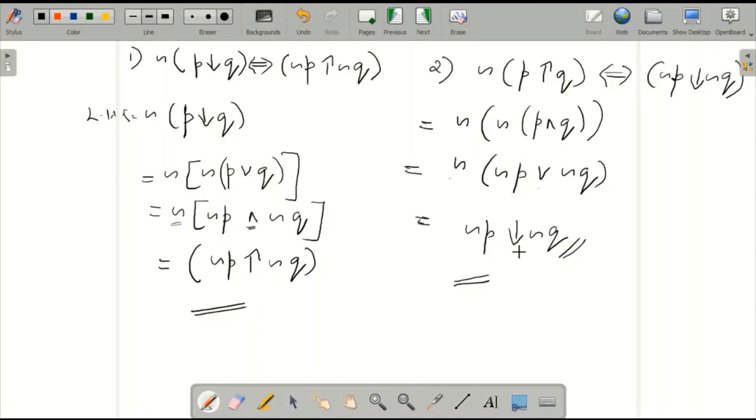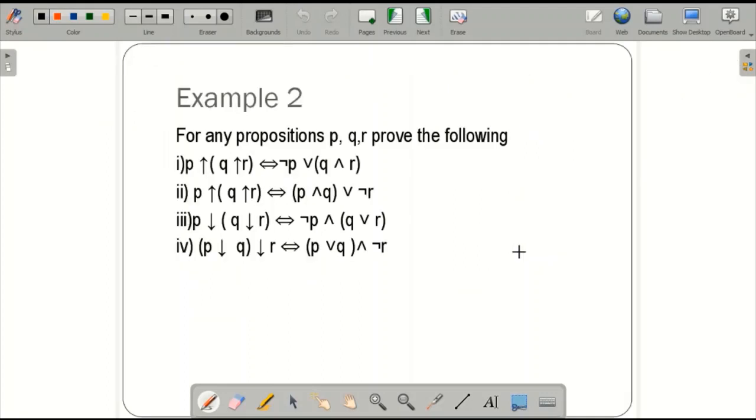So this is regarding example 1. Now let us solve example 2. In this also they have told that for any proposition P, Q, R, prove the following. So let us solve them one by one.